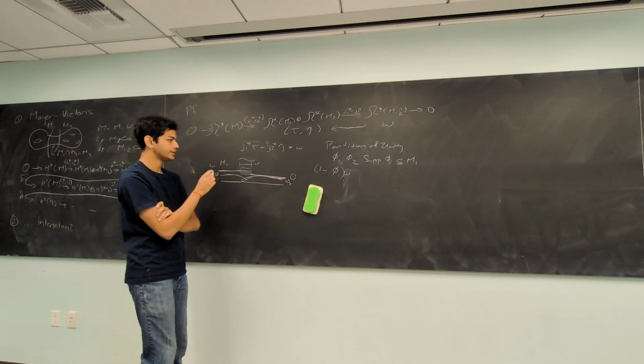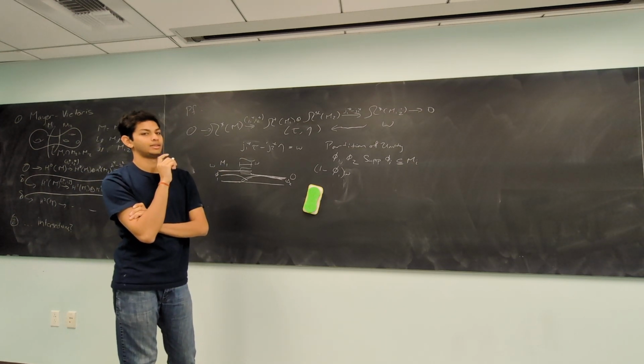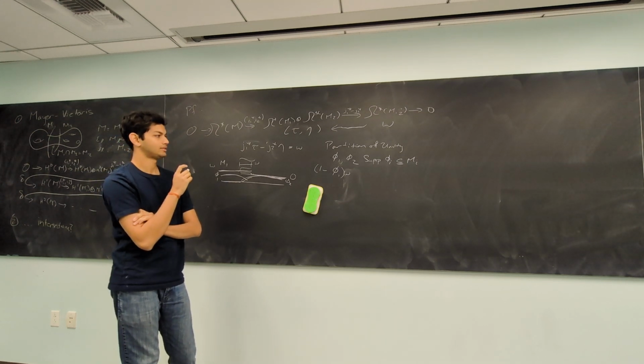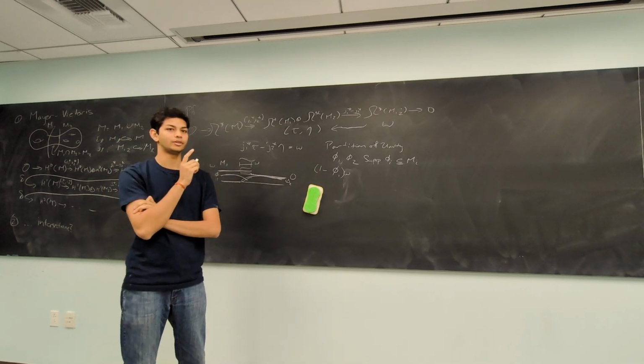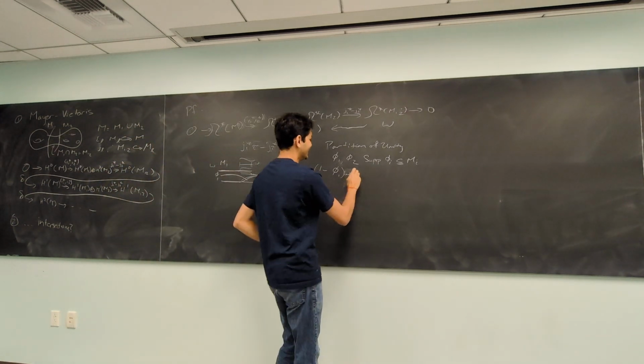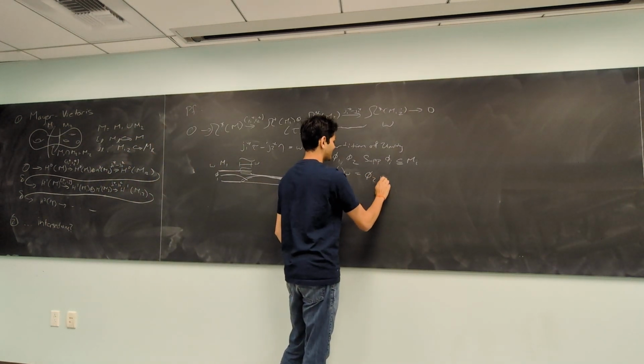Is there another name for 1 minus phi1? No. What condition on phi1 and phi2 do you have? But their sum is 1. Yeah, so it's phi2. Yeah. So this is phi2 times omega, right?